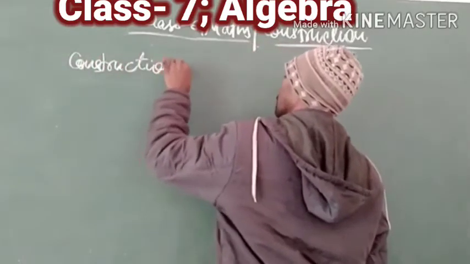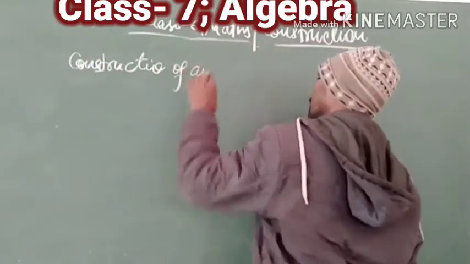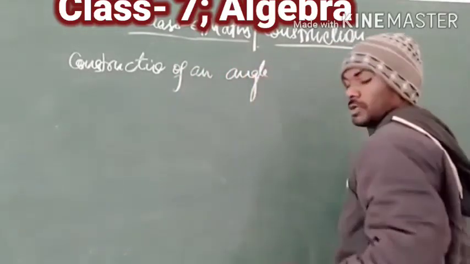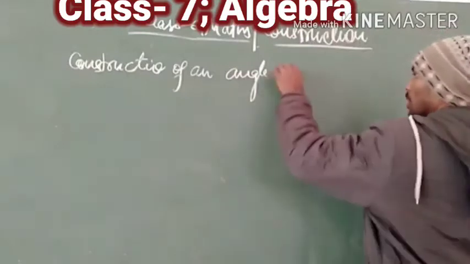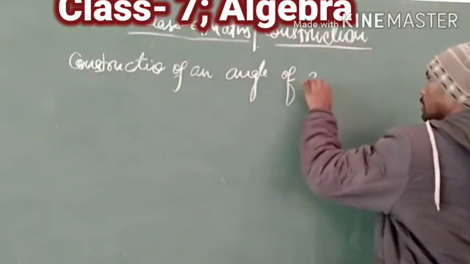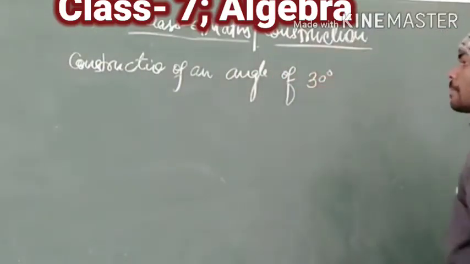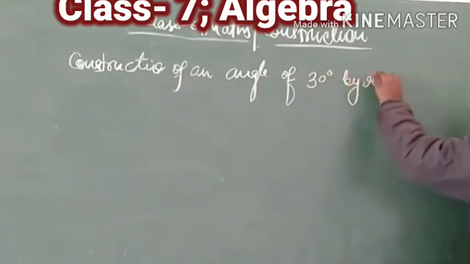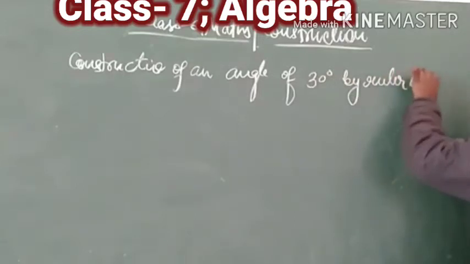Construction of an angle of 30 degree by ruler and compass.